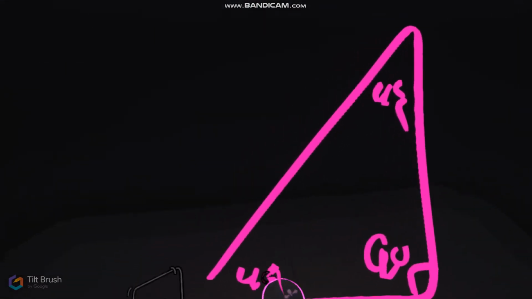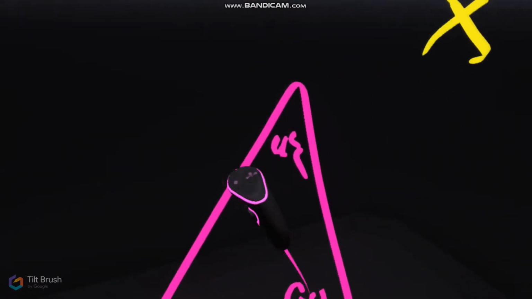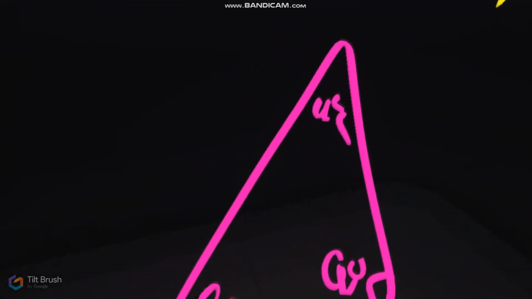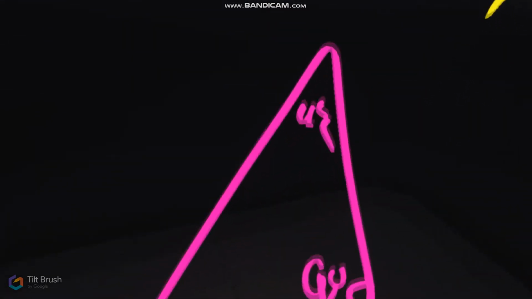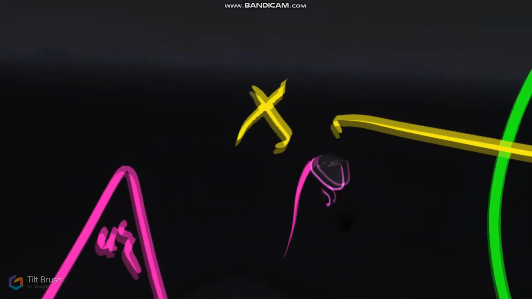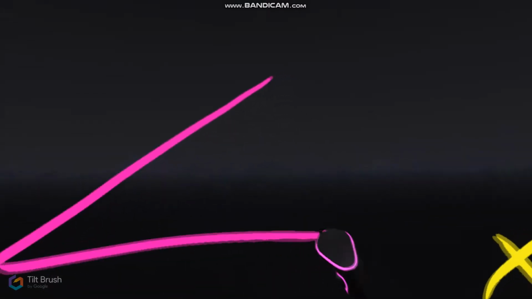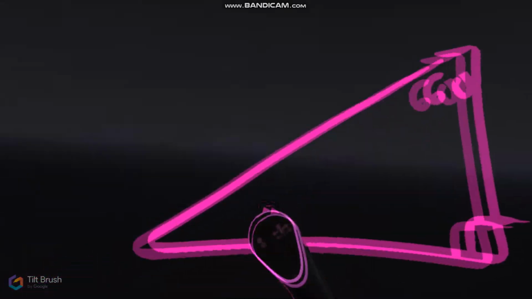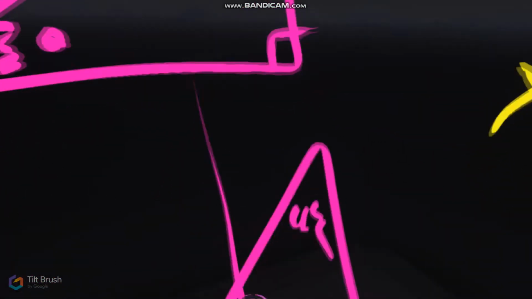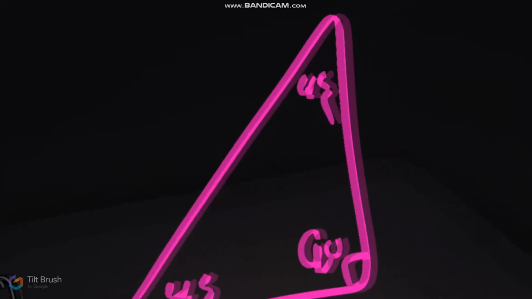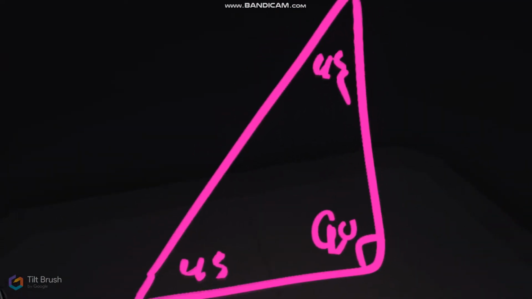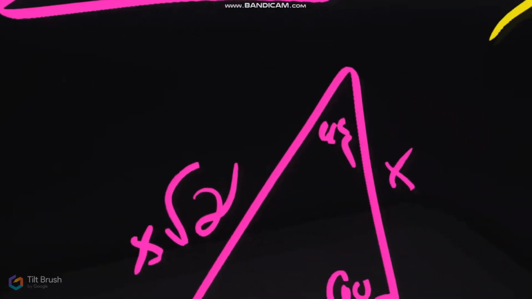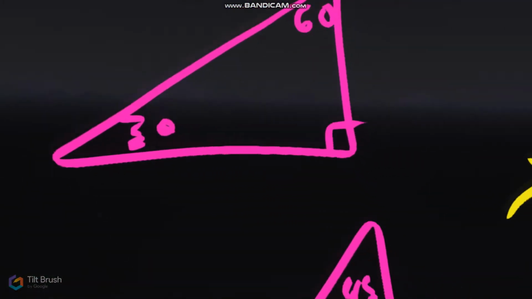Each of these angles corresponds with a side. This is the opposite side of 90. This is the opposite side of this 45, and this is the opposite side of this 45. This is special, along with the 30, 60, 90 triangle. The thing with these two triangles is they have special ratios of the sides. For the 45, 45, 90 it is x, x, and x root 2.